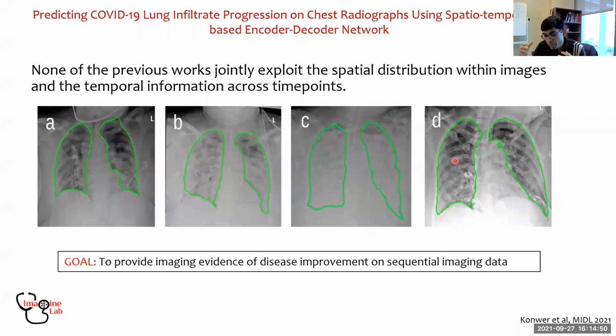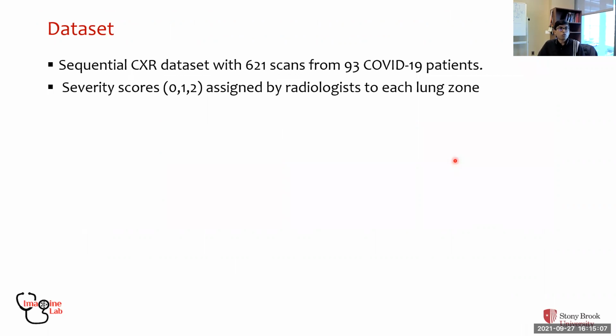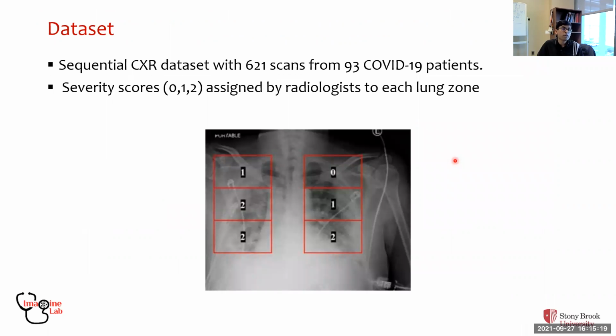So we wanted to build a system that could track the evolution of the COVID infiltrates over time. This would essentially help us provide imaging evidence of disease improvement or disease degradation on sequential imaging data. For this, we had close to 100 patients, comprising more than 600 scans. We first had a deep learning algorithm that segmented out the lungs, like in a previous project. And then our collaborating radiologists went in and provided severity scores ranging from 0 to 2.